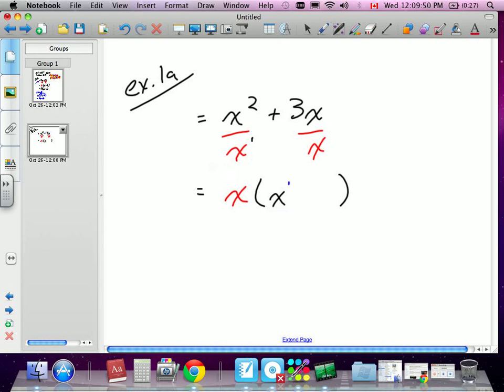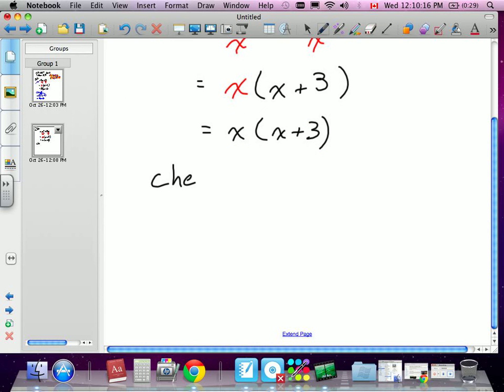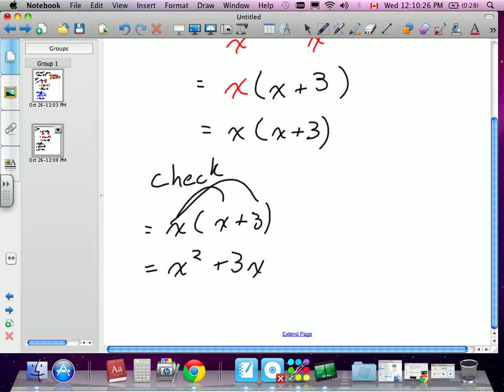Okay? And what is 3x divided by x? Just 3. The x's will cancel each other out, and we'll be left with just 3. So our final answer is x times x plus 3. Okay? And if you ever need to check, we would redistribute. I have x plus 3. Times that by both, we'd get x squared plus 3x, which is exactly what we started with.